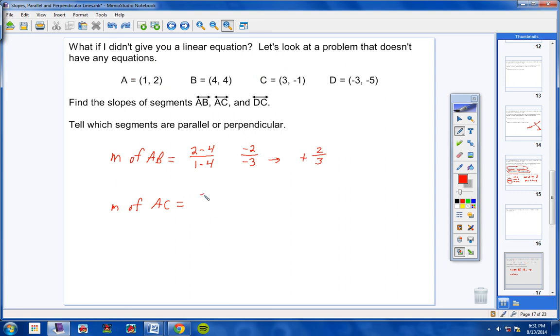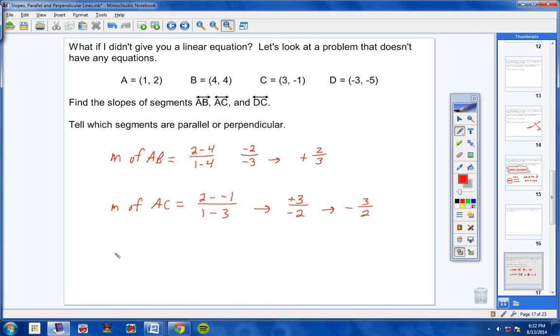Y minus Y, that's 2 minus -1. And then X minus X, 1 minus 3. And let's see what we get, okay? 2 minus -1 is 3. And 1 minus 3 is -2. And a positive over a negative is negative. And 3 over 2 cannot be reduced.